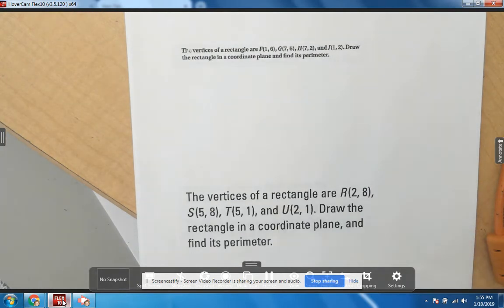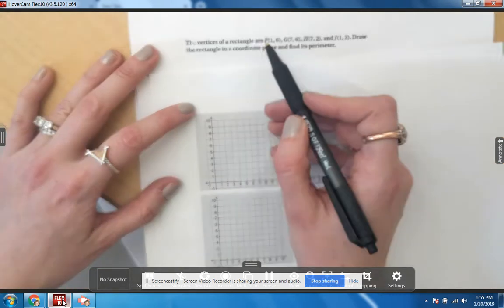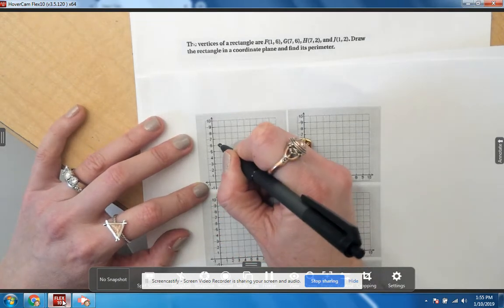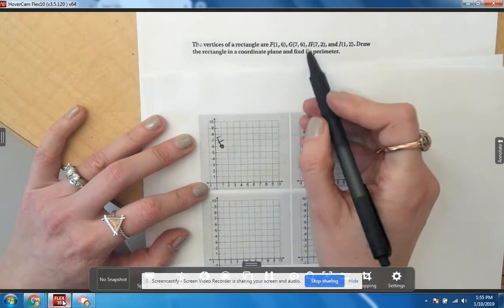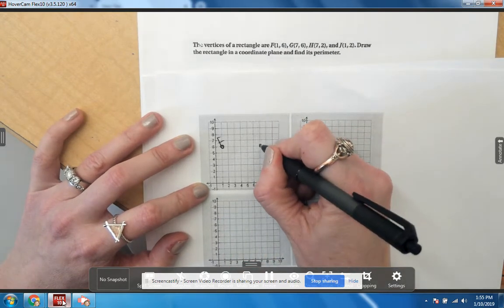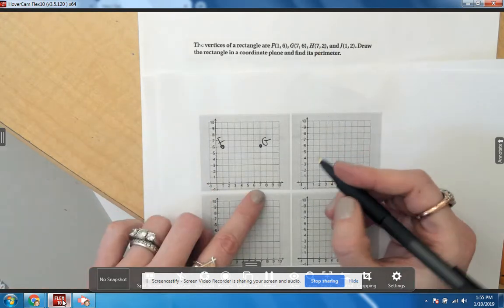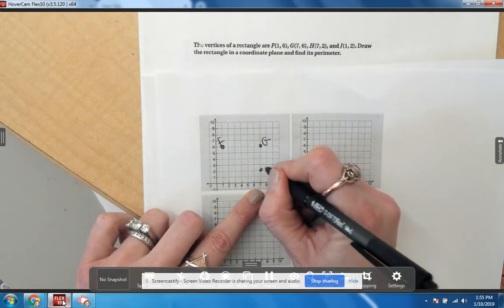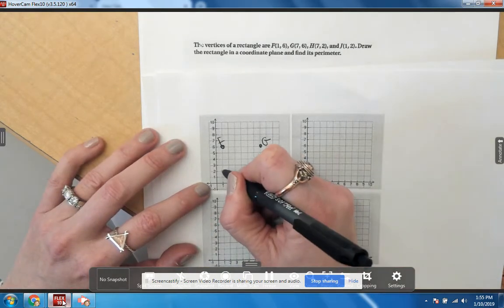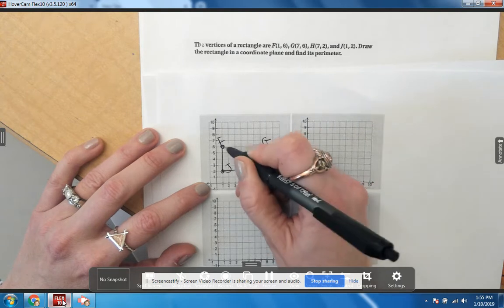Okay, so let's do this. I'm going to do it on a different grid than you just so we could see both things at the same time. F is 1, 6. So we're going to go over 1, up 6, put a dot, call it F. G, 7, 6. Go over 7, up 6, put a dot, call it G. H is 7, 2. Over 7, up 2, put an H. And then J is 1, 2. So over 1, up 2, put a J. We're going to connect the dots so that we have a rectangle.